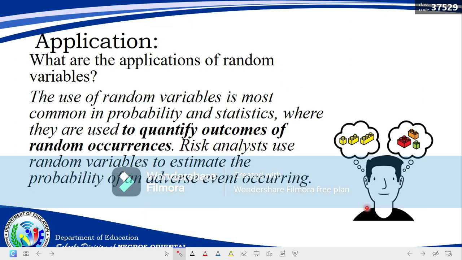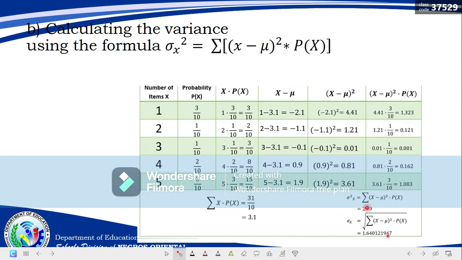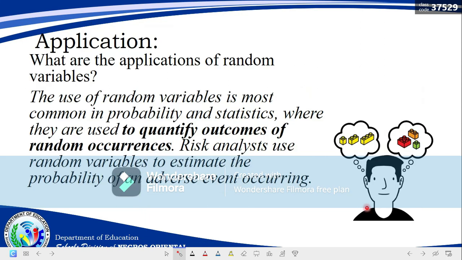Okay, let's continue. So let's have an application. What do you think is the application of random variables? Now the use of random variables is most common in probability and statistics, where they are used to quantify outcomes of random occurrences. Like risk analysts use random variables to estimate the probability of an adverse event occurring.